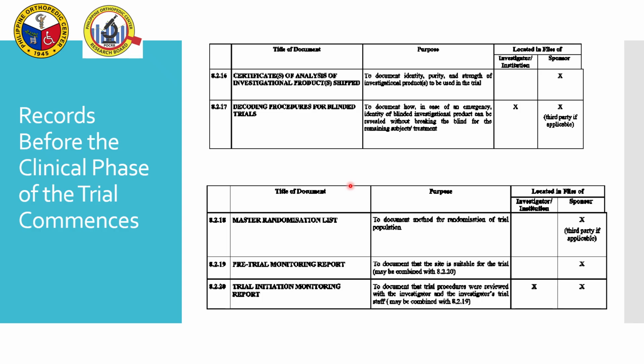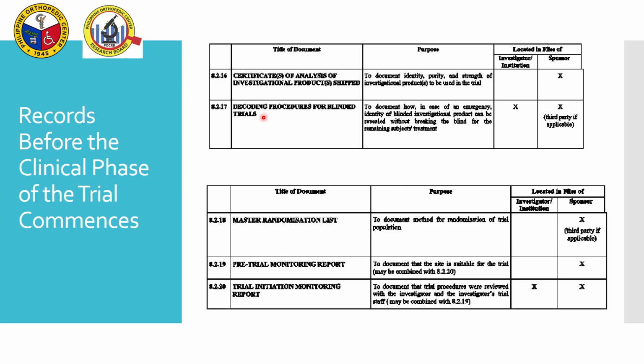For the continuation of the records before the clinical phase of the trial commences, let's proceed with the certificates of analysis of investigational products shipped. To document identity, purity, and strength of the investigational products used in the trial. Note that this is a sponsor-only document. Okay? It is not required to be in the investigator's or the institution's file.